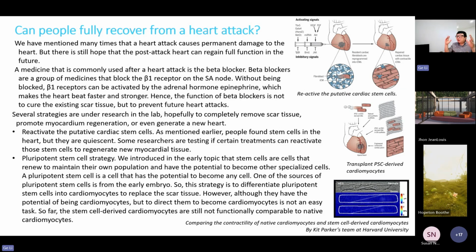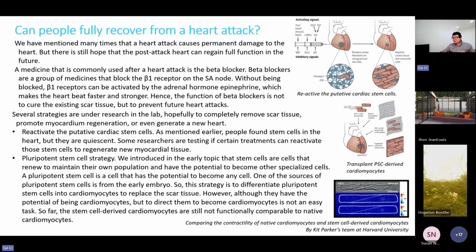That's only a dream. So far it's not working yet, but probably in the future, 2 years, 5 years, or 20 years, it may happen. And here I'm showing this. These are the cells that they derived from stem cells. You can see they can actually contract by themselves.